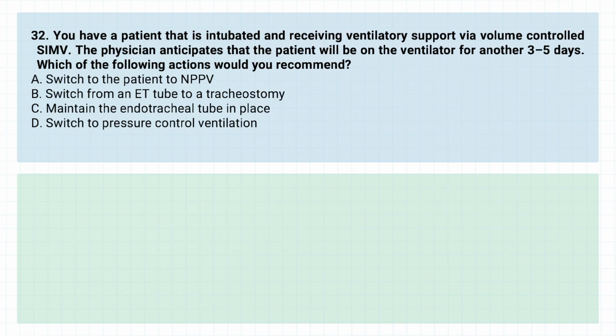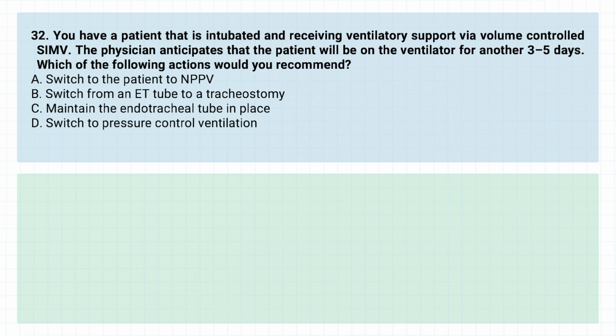Number 32. You have a patient that is intubated and receiving ventilatory support via volume-controlled SIMV. The physician anticipates that the patient will be on the ventilator for another 3 to 5 days. Which of the following actions would you recommend? A. Switch the patient to non-invasive positive pressure ventilation. B. Switch from an endotracheal tube to a tracheostomy. C. Maintain the endotracheal tube in place. D. Switch to pressure control ventilation.